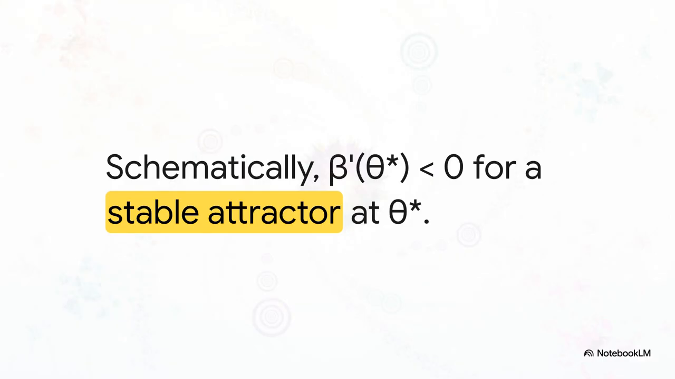This expression is the strict mathematical condition, ensuring that any nearby flow is pulled back toward the candidate point, rather than pushed away from it. We aren't just looking for a spot where the flow stops. We're looking for a state where any slight deviation is actively corrected by the dynamics of the system itself. The flow must converge upon the point. That's what makes it a true stable attractor.